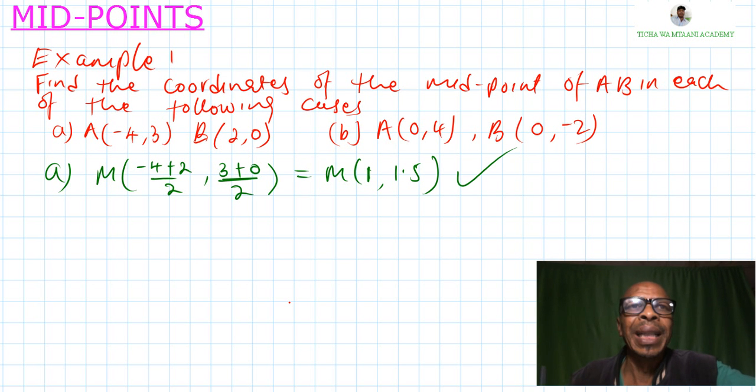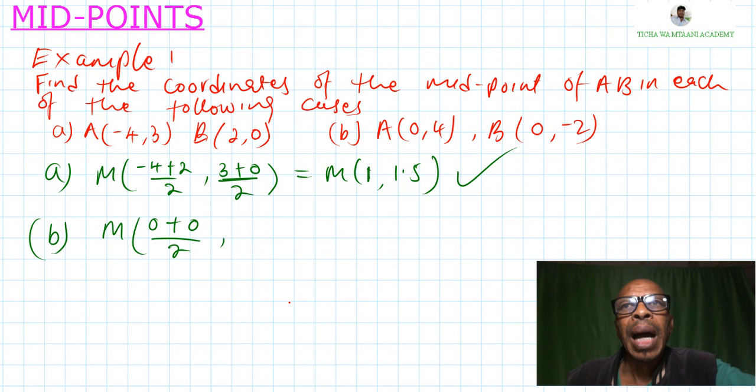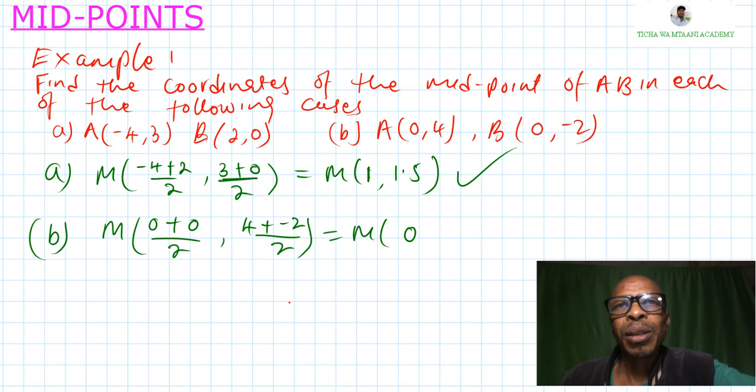Part B, then we say the midpoint is 0 plus 0 divided by 2, and 4 plus minus 2 divided by 2. So this will be 0 divided by 2 is 0. 4 minus 2 is 2. 2 divided by 2 is 1. So that is the midpoint.